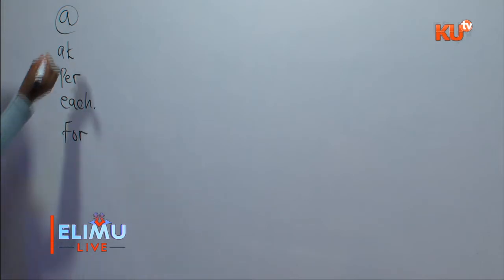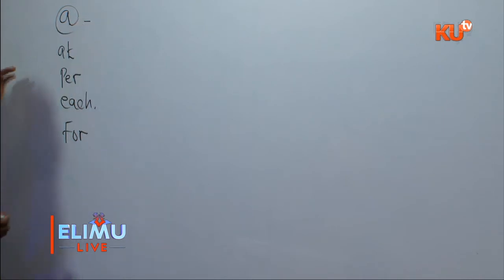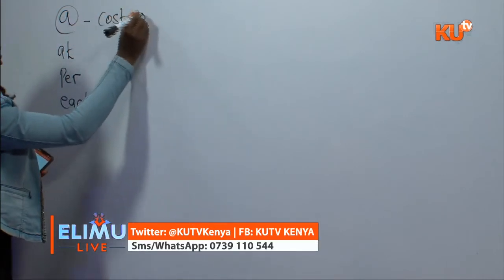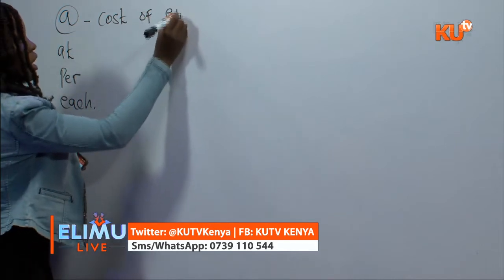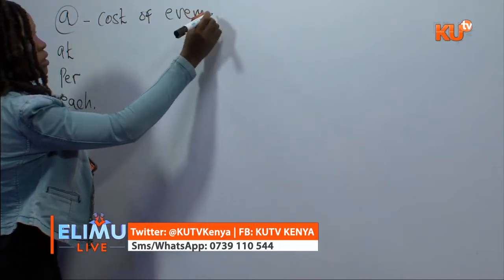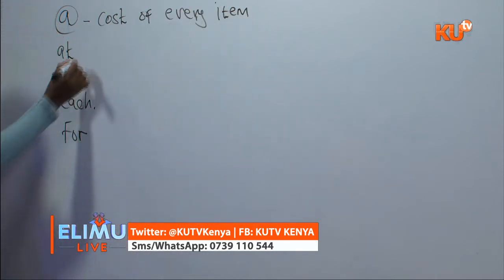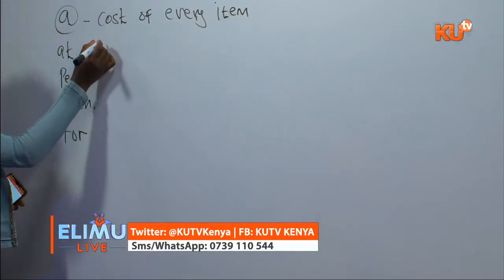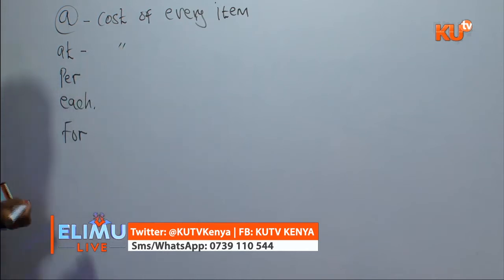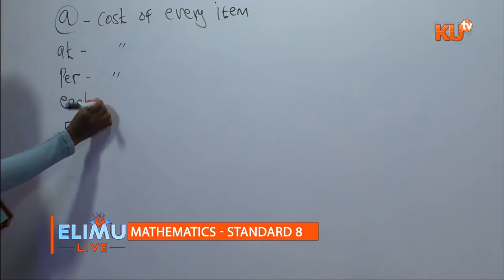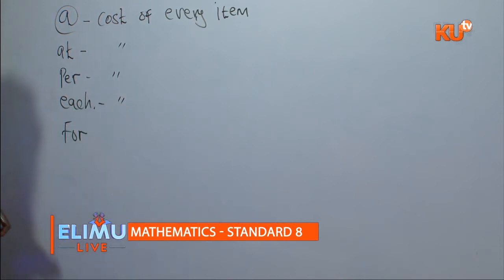So this sign here, we read it as at. This means that for you to calculate, this is the cost of every item. At means also the same. It is the cost of every item. We have per to represent the cost of every item, and each to represent the cost of every item.